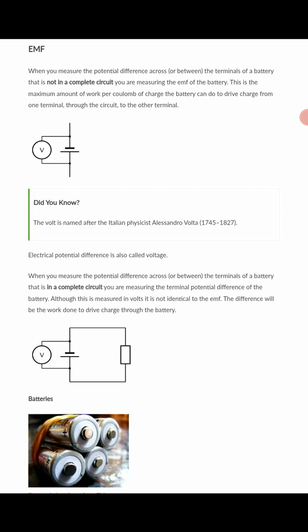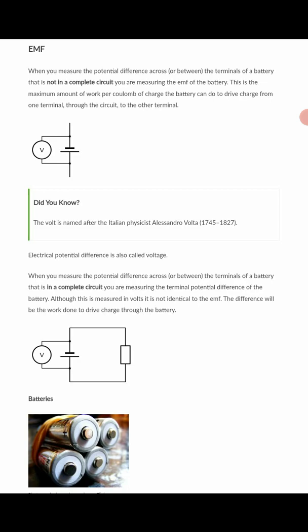And when you measure the potential difference between the terminals of a battery that is not in a complete circuit, and I told us an incomplete circuit or an open circuit is a circuit in which there is no resistance, there is no load. Okay, so when you measure the potential difference between the terminals of that battery when the battery is not delivering any charge or current around the circuit, you call that electromotive force.